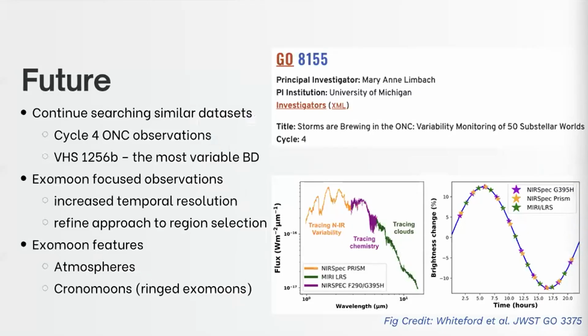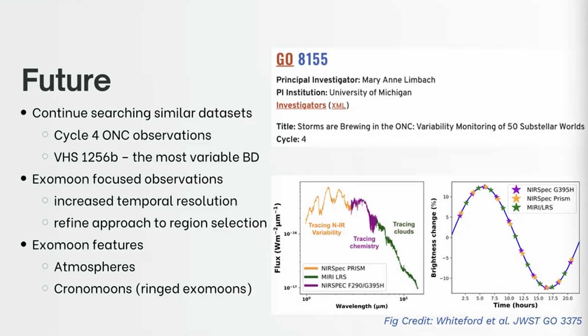So in the future, of course, what we want to do is to continue searching similar data sets. So Andrew talked to us about the ONC observations, but also if we continue to look at very specific objects, the next one that I am going to be doing is VHS 1256b from Niall Whiteford's data set. And I will say when we do this, it's not necessarily an exact replica of what we've done previously, especially because each of these objects are unique in their own ways. So they're going to give us different insights into the problems because of that.